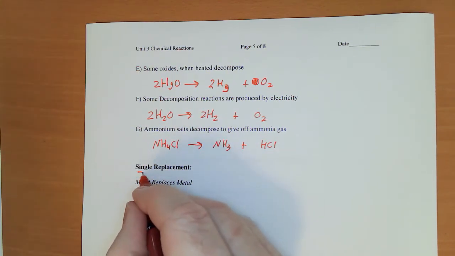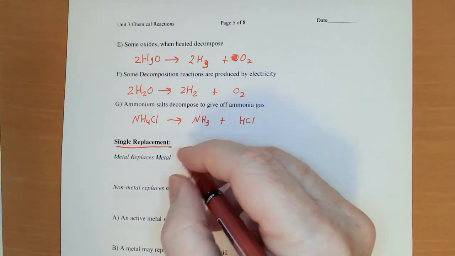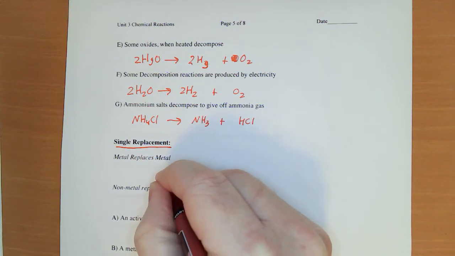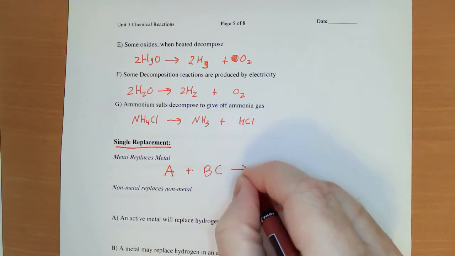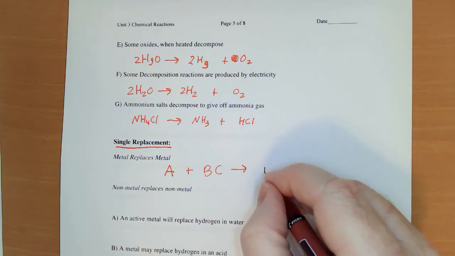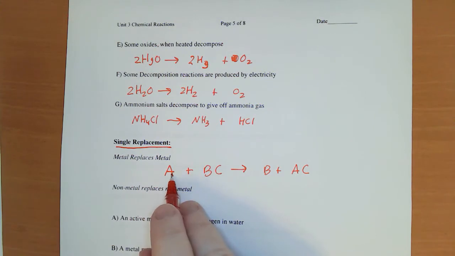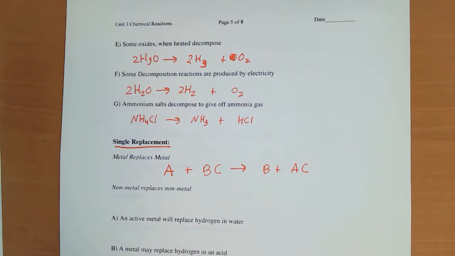We're going to move on to what we call the single replacement. What's a single replacement? Well, metal replaces metal. So you have something like a metal, A, reacts with a compound which is BC, and that gives you B and AC. It's the metal replacing the metal. The metal always comes first in the formula.